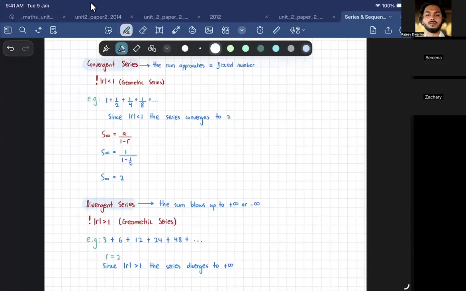Yes, sir. All right. And that brings me to the second point. For a geometric series, you have two S of n formulas: when R is more than 1 and when R is less than 1. So let me just show you that quickly.